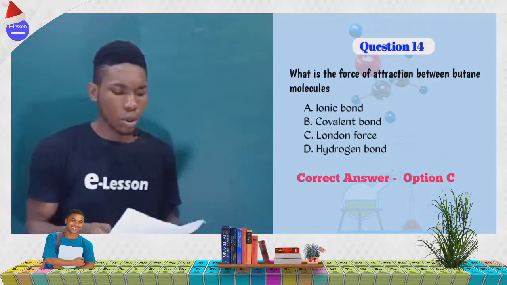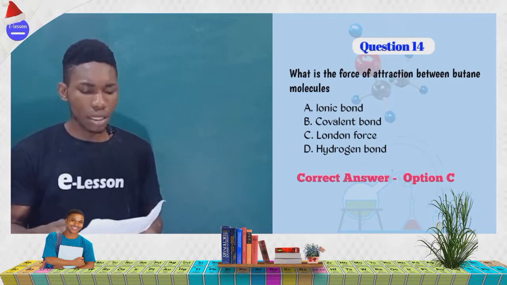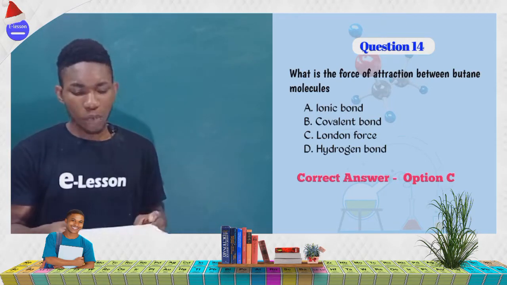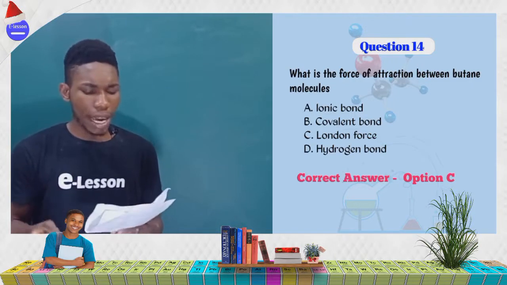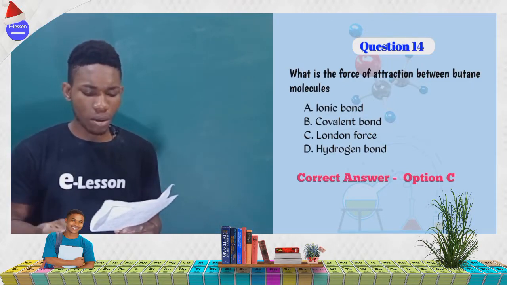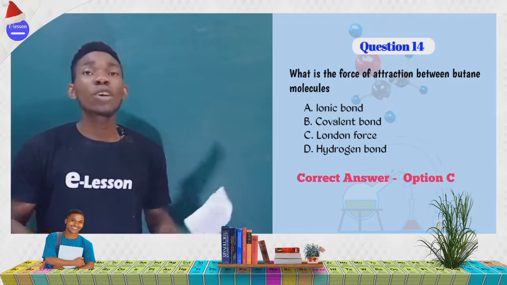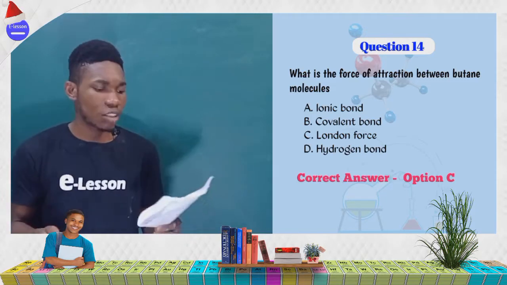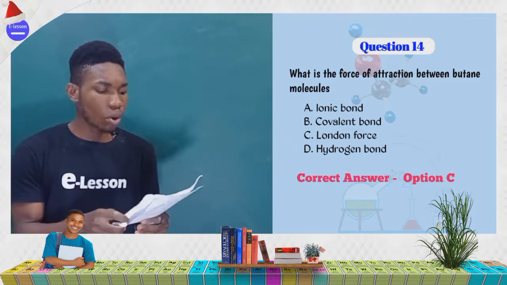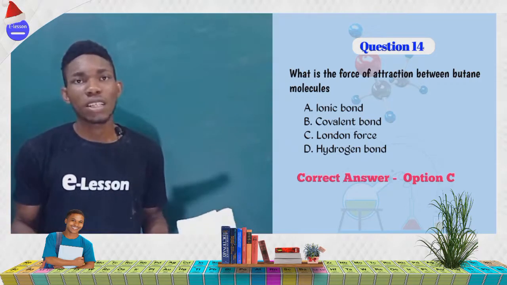Next question. What is the force of attraction between butane molecules? A. Ionic bond, B. Covalent bond, C. London forces, and D. Hydrogen bonds. Now, the force of attraction between covalent molecules is known as what? The London forces, or the London dispersion forces. That's the force of attraction.